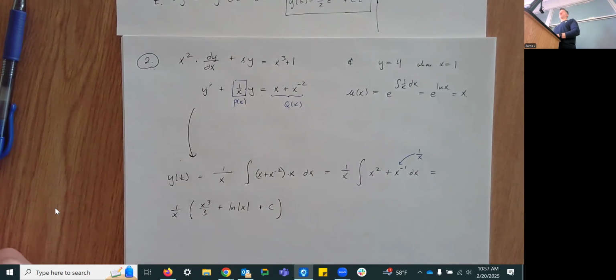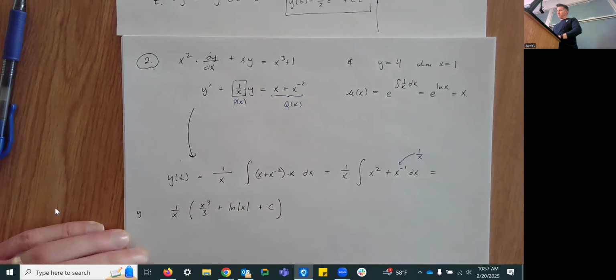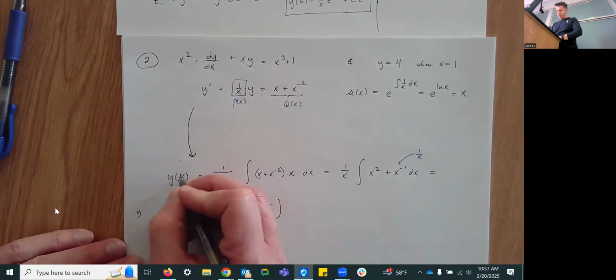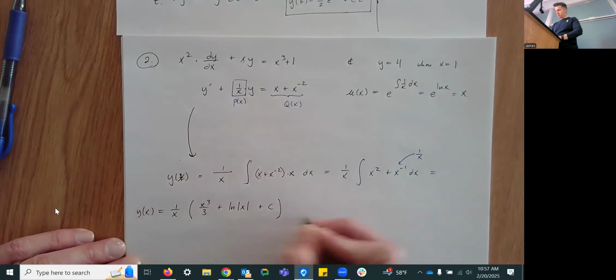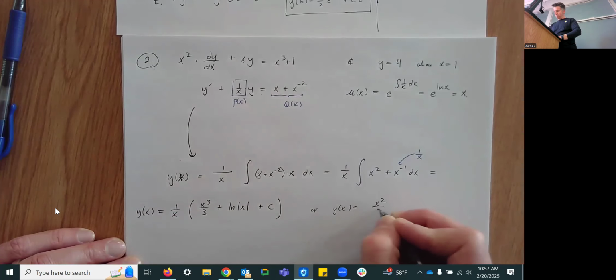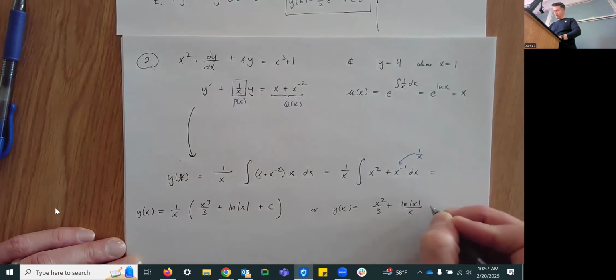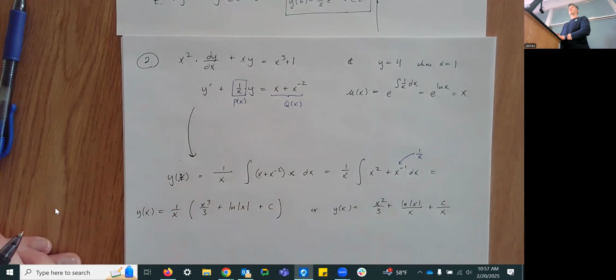I personally prefer to distribute this 1 over x, or 1 over whatever it is. I think it looks better. It's probably not actually necessary. So you can write it like this, or you could write it as, oh, and why am I writing y of t? Because I'm a fool, that's why. It's y of x. Or we can write it as y of x equals x squared over 3 plus the natural log of the absolute value of x over x plus C divided by x.